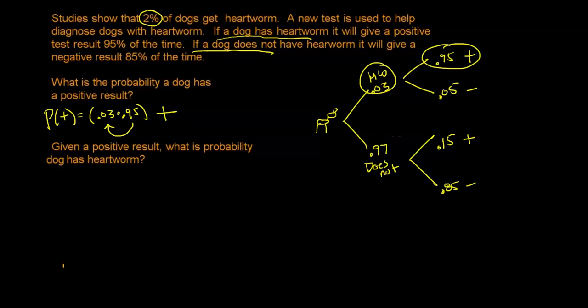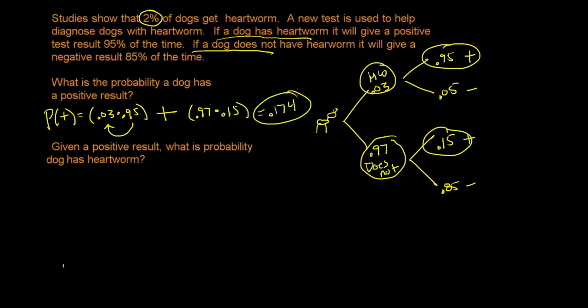But there's another way you could get a positive result as well. You could not have heartworm and still get that positive result. So that'd be 0.97 times 0.15. And again, that is also using the multiplication rule. The probability that you do not have heartworm, 0.97, times the probability that you have a positive result given that you do not have heartworm, because that's where that 15% came from. So put all that together, we get 0.03 times 0.95 plus 0.97 times 0.15, and we get 0.174. So there's about a 17.4% chance that a positive result pops up for any given dog.